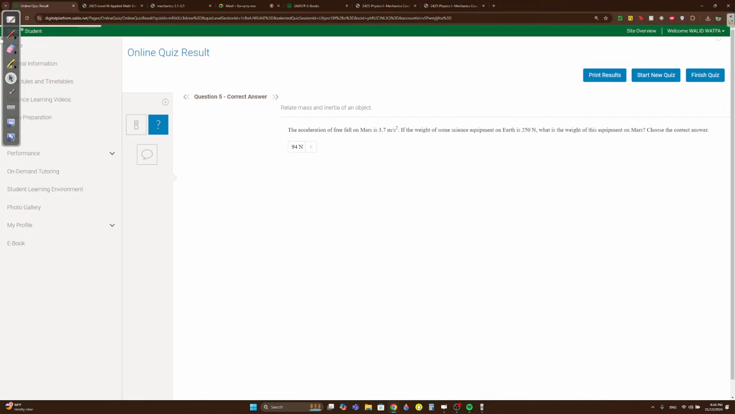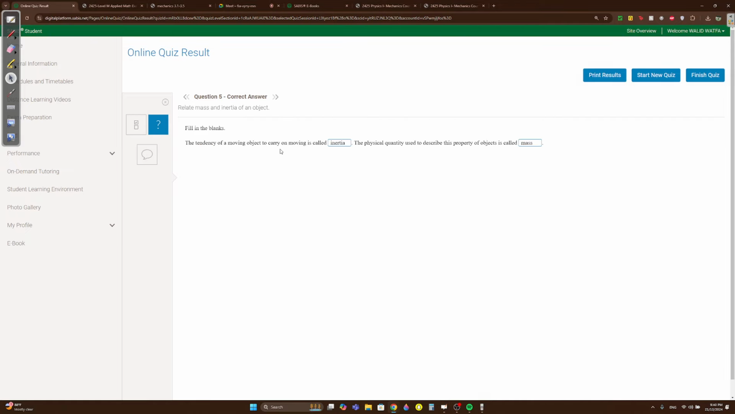Question 5. The tendency of a moving object to carry on moving is called inertia. Anytime you see tendency, especially in this chapter, it's called inertia. Inertia is the tendency to not change state, to carry on moving. The physical quantity used to describe this is called mass. Mass is the measure of inertia in an object. Larger objects have larger masses, therefore they have larger inertia. Therefore, it's harder for you to get those larger objects to change their state of motion.